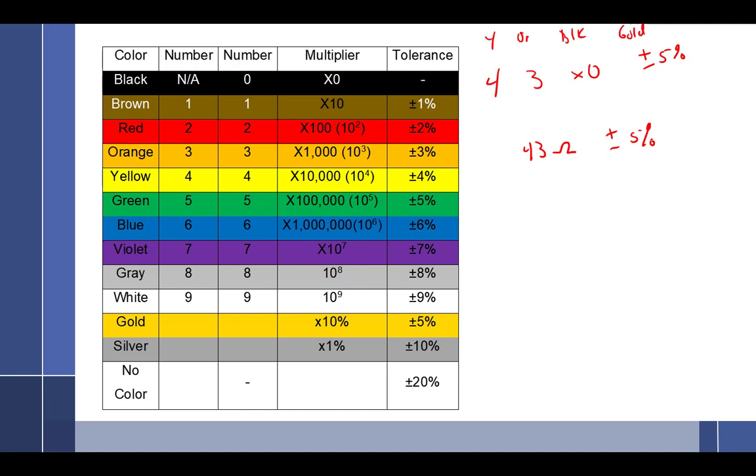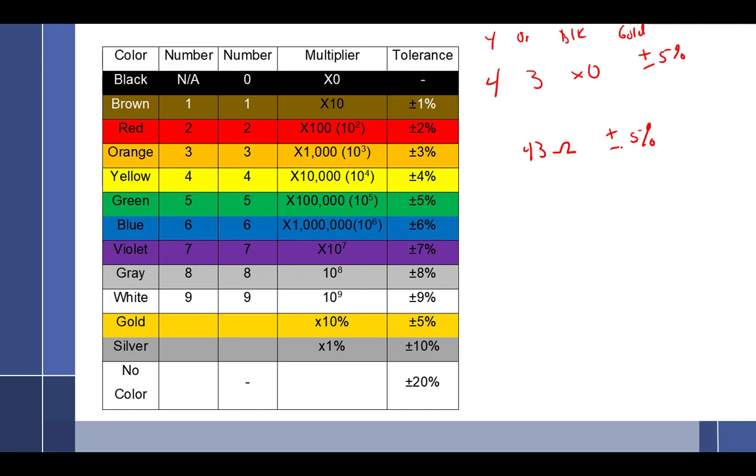So you combine the first two numbers? Combine the first two. So this is right here. It's saying this is the first number, the second number, and then the multiplier. So the first number is 4, second number is 3, and then it's black multiplied times 10, or times 0 on this particular one. But it's plus or minus 5%.